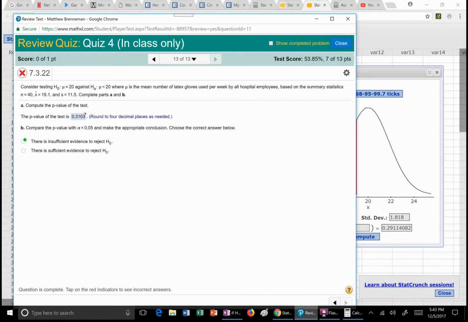And then they want to compute the p-value and compare the p-value with alpha. And so it turns out that the p is not less than alpha. So we're going to fail to reject. So there's not sufficient evidence. Okay, that looks good.